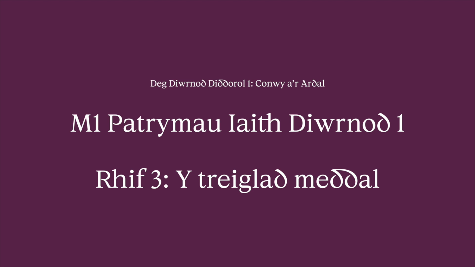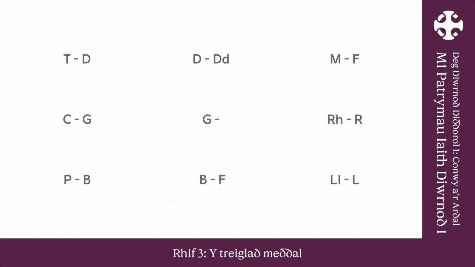Number 3. The soft mutation. There are 9 letters that are affected by the soft mutation. These are t, k, p, b, d, g, m, r. There are three main uses of the soft mutation that you have been taught so far.